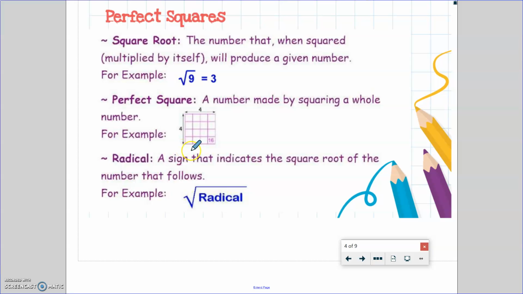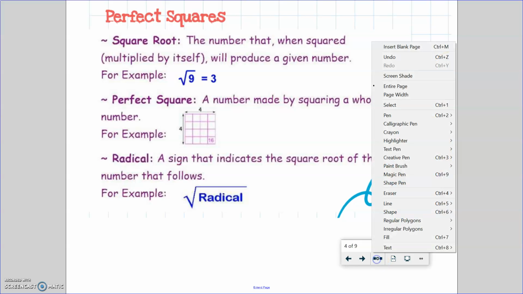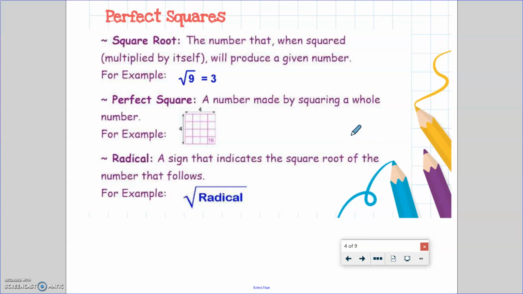Okay? A perfect square is a number that is made by squaring a whole number. So for example, you have this square here, and this square is a 4 by 4. With this 4 by 4, you have the perfect square because you have 4 here, 4 here. If you multiply that, the area of this square is 16. So when you square something, 4 times 4 is 16. 4 squared is 16. Then the square root of 16 will be equal to 4.